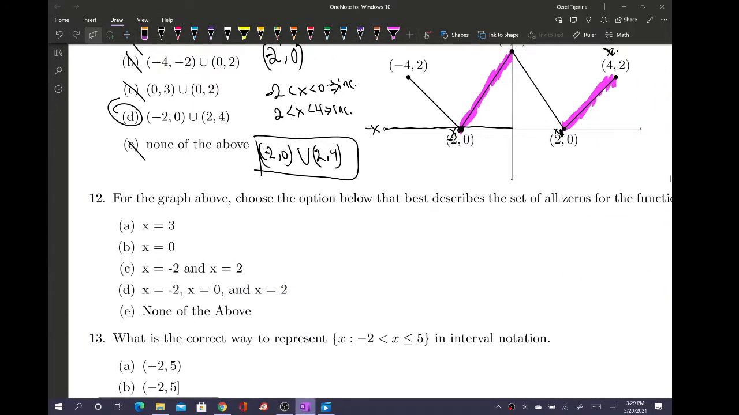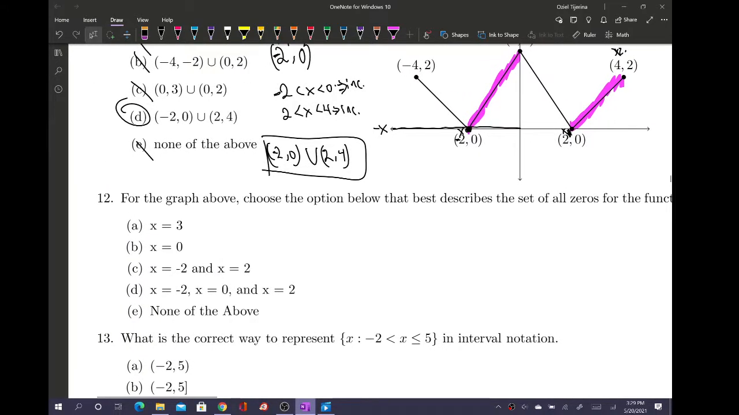So if we look at this graph, the zeros for the function, remember that a zero is any point where the function crosses the x-axis. So the zeros for this function are x equals -2 and x equals 2. At least I believe they're referring to this graph, because they don't show any other graph here. So your answer would be C for this one. Okay.